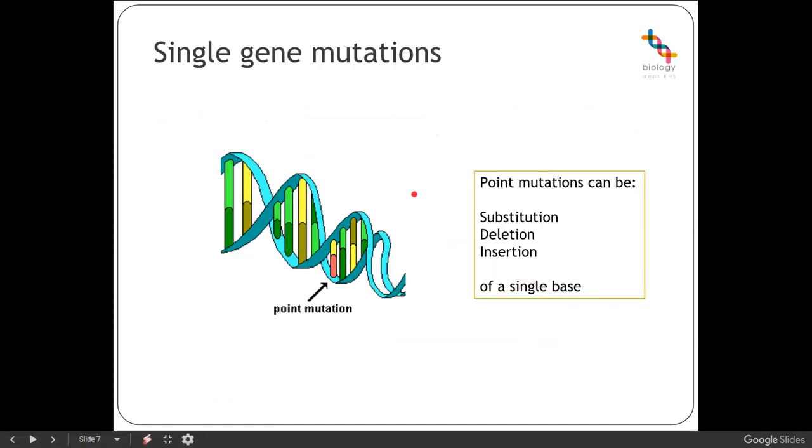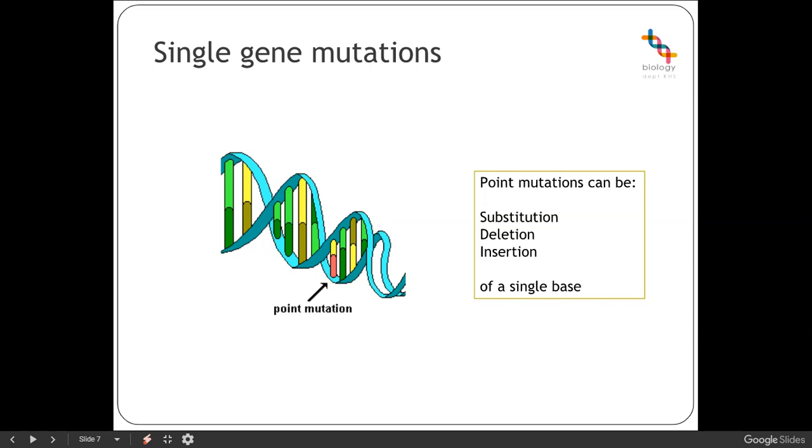So as I said, we're going to just be looking at single gene mutations today. So mutations which only affect one nucleotide in one gene. They may also be referred to as point mutations. If you're looking at any older textbooks or older past paper questions, you may see them referred to as point mutations as well as single gene mutations. And really, a point mutation just means it's occurring at one point across the DNA sequence. So they may be a substitution, a deletion, or an insertion of a single base.